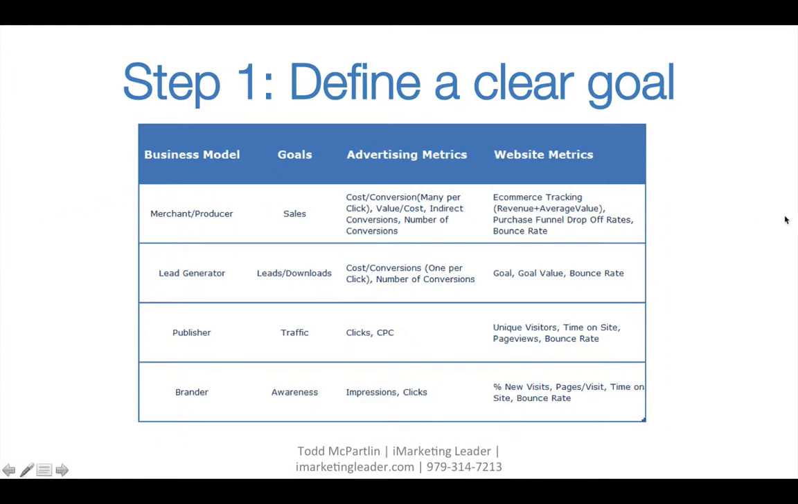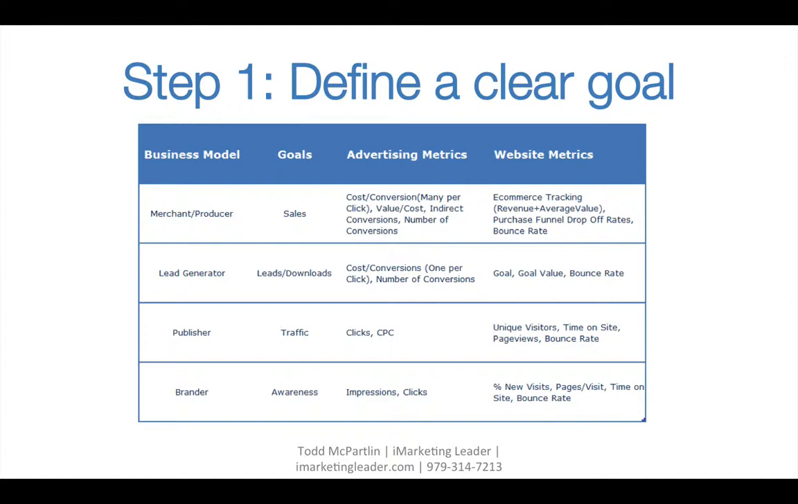If you're a publisher, you're just worrying about content. My website, iMarketingLeader.com, is a very publishing-type website where I'm just trying to put out as much content as possible, help business owners, and show that I'm actually the authority in this. So I publish a lot of content. So my goal is traffic.